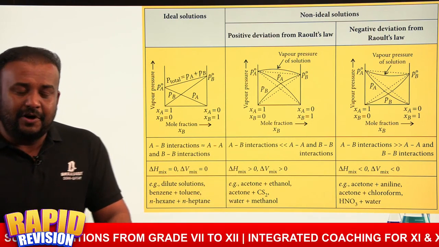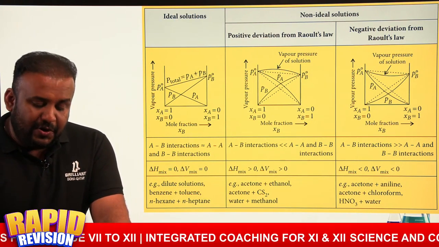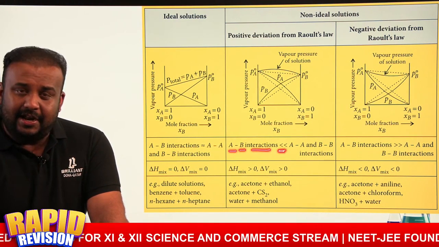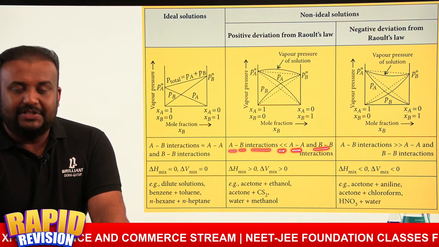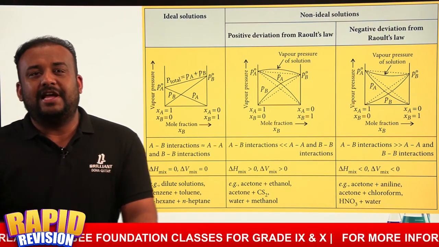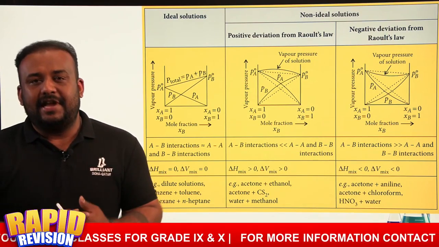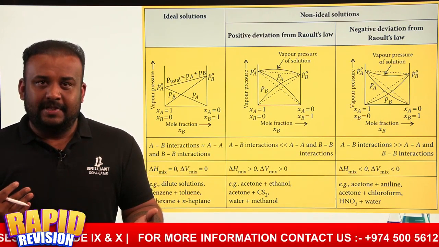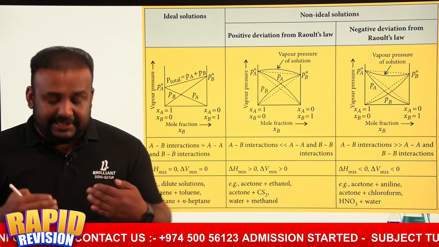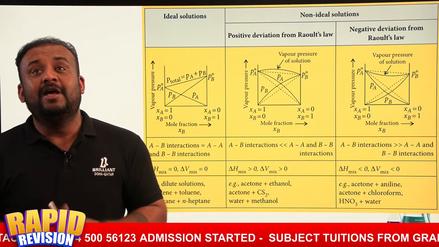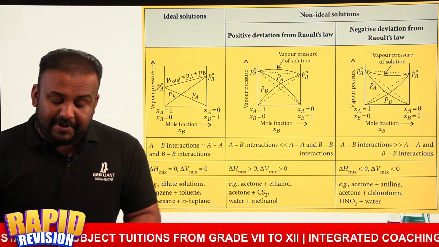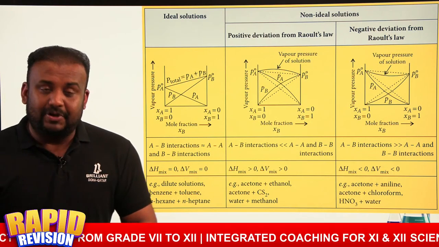So what is the condition for positive deviation from Raoult's law? Look at this. Solute-solvent interaction is lesser than solute-solute and solvent-solvent interaction. That makes sense, isn't it? When solute and solute were interacting, and when solvent and solvent were interacting, that was stronger. But when they were mixed, what happened? The solute-solvent interactions are weaker. So what will happen? More people will go to the vapor phase. That's the reason why we see a positive deviation.